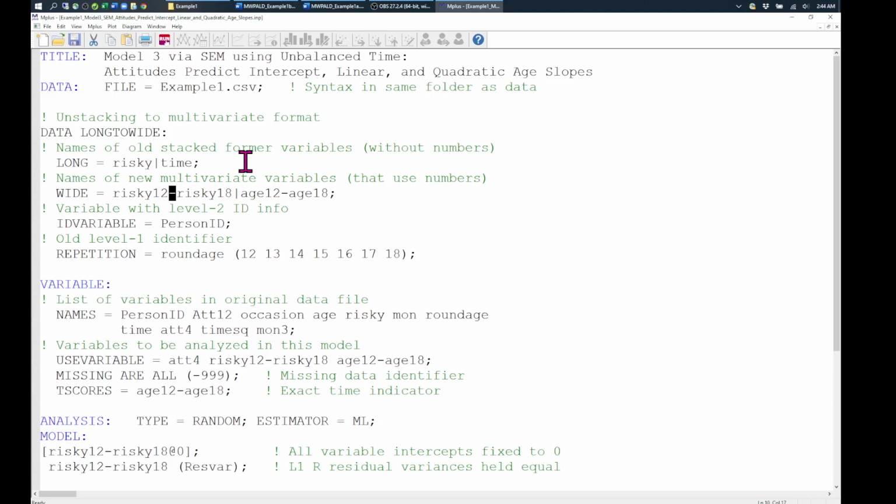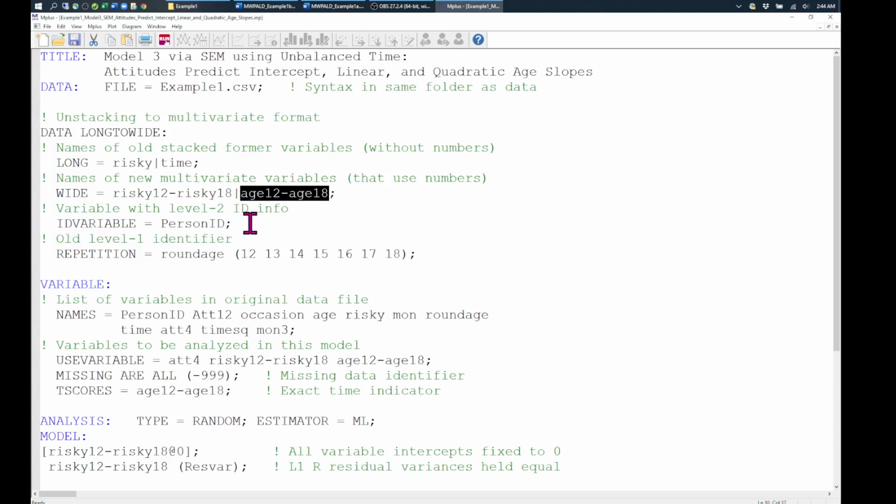You want to get in the habit for series of this to use the last digits as the thing that changes, not the first. That way you can use these shortcuts in terms of the code. Likewise, I'm turning age 12 to 18 out of time. So these are the exact occasions that a girl was measured on, centered at 18. So these are not constants in this data set.